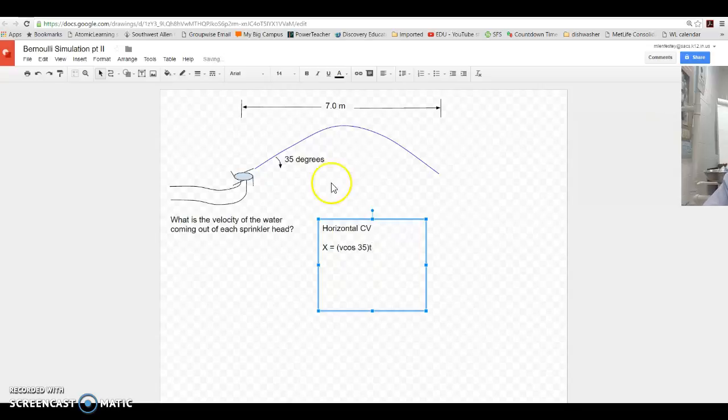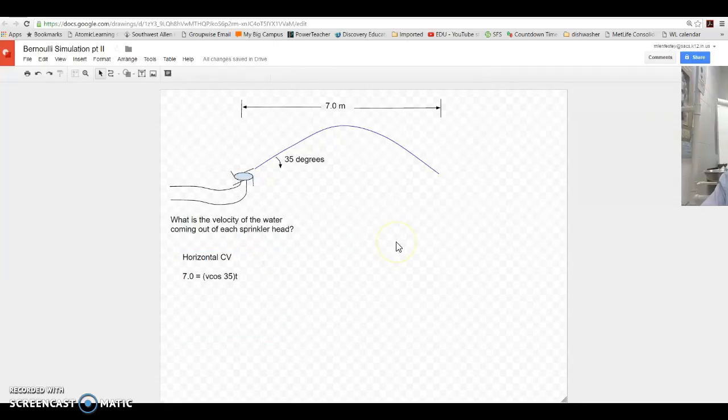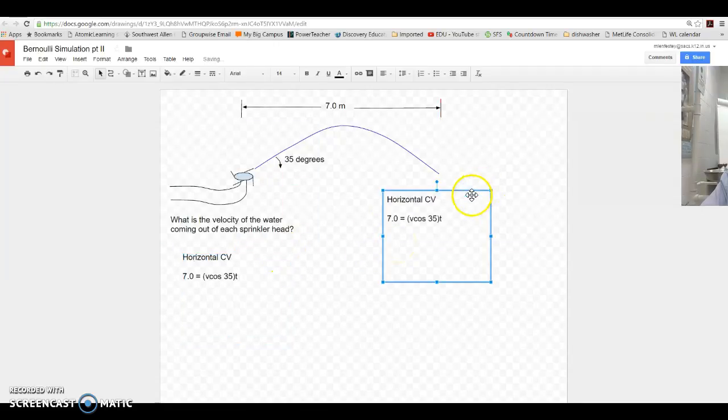So now I do know what that distance is. That horizontal distance is 7 meters. But the problem is there's 2 unknowns here. I don't know what the velocity is or what the time is. So I'm going to set that aside. I have 1 equation, 2 unknowns. How many equations will I need? Hopefully you're saying, well, Mr. Lindfest, that's easy. 2 unknowns, I need to have 2 equations. So in order to get that second equation, we need to look at the vertical motion.